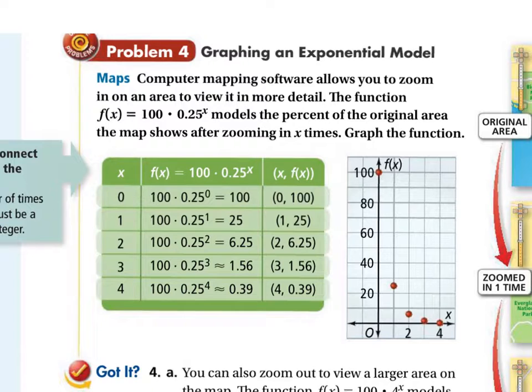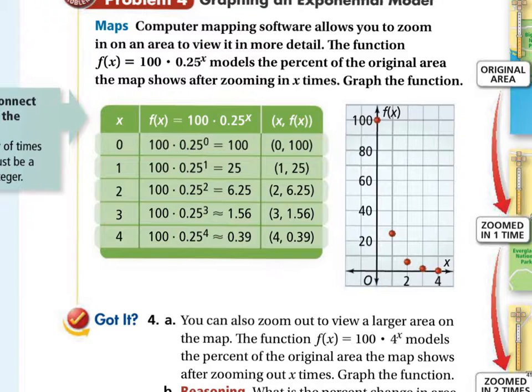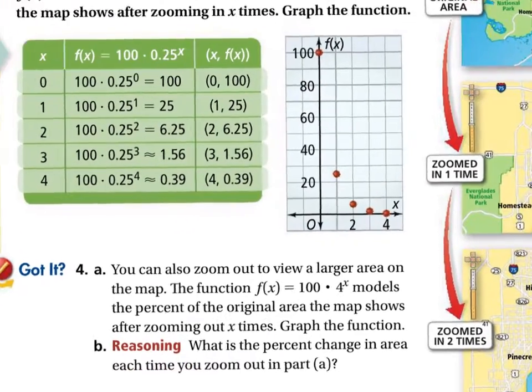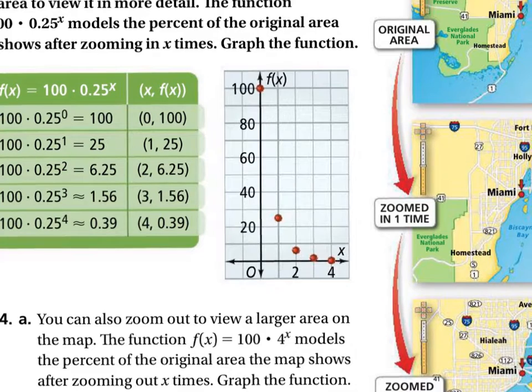Zoom in 1 time, work that out, you get 25. So 1 time zooming in, we can now just see 25% of what we could originally. Okay, 2 times we can see 6.25% and so on. And you can see by the 4th time, we can't even see 0.5% of what we started with. So there's the graph. And again, we could connect those dots to kind of show what that's doing.